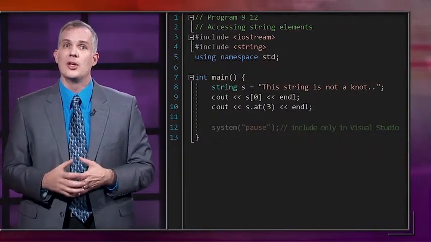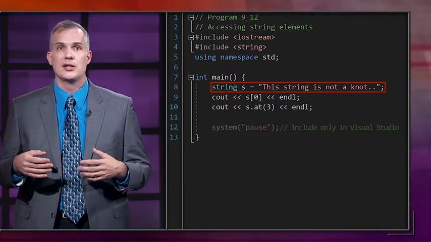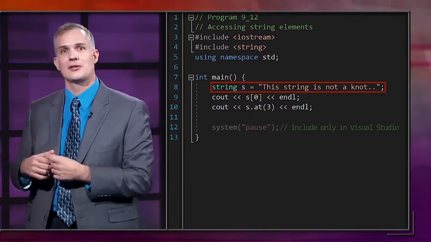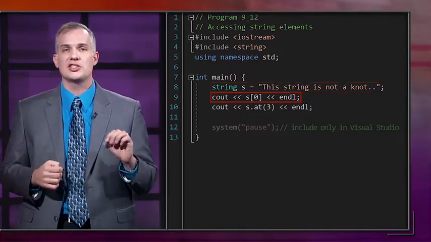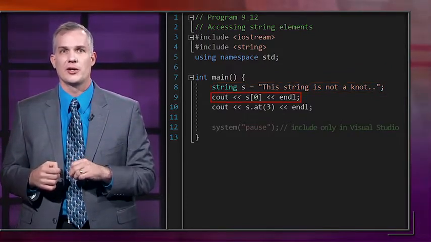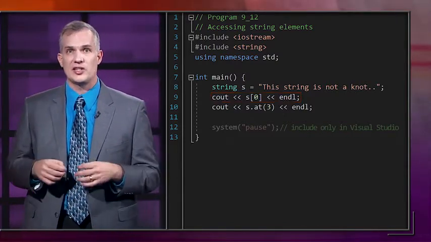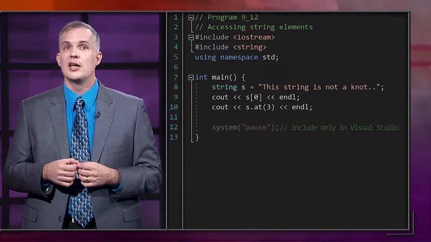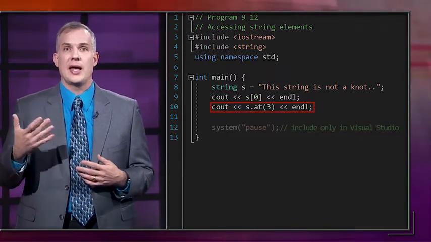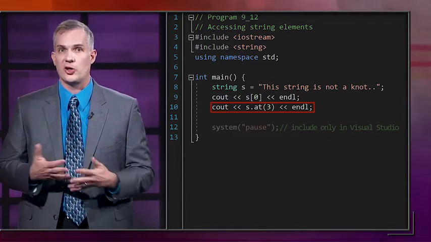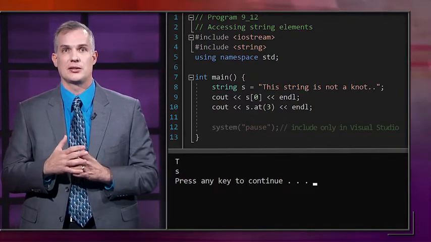Here's an example. We declare a string s, and we initialize it to the text, "This string is not a not." If we output s sub 0, that should give us the first character in the string. Remember that indexing starts with 0. The first character is a capital T. If we output s at position 3, that will give us s sub 3, which is the fourth character in the string. In this case, that's a lowercase s.